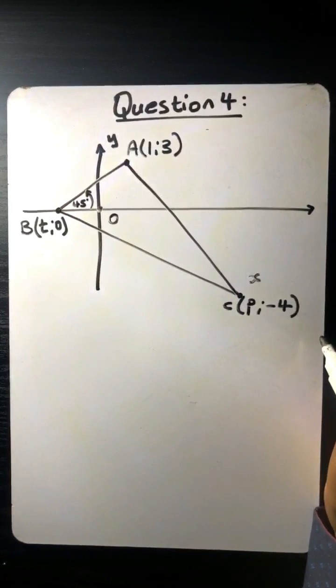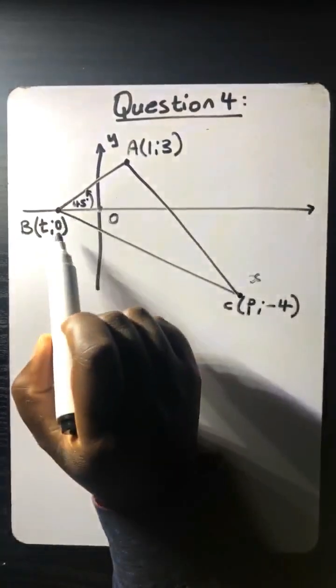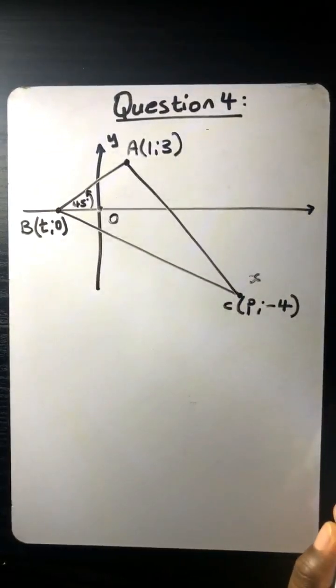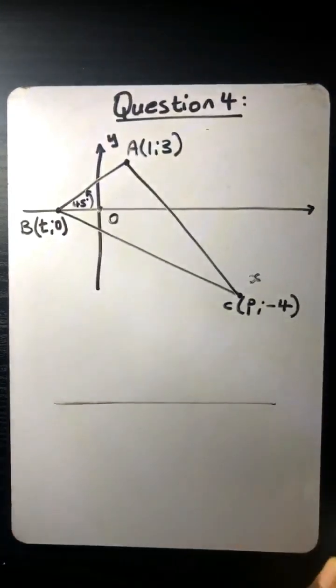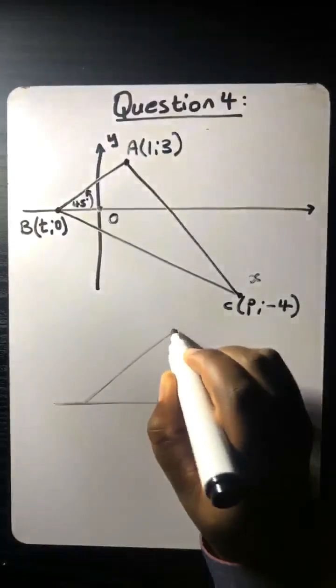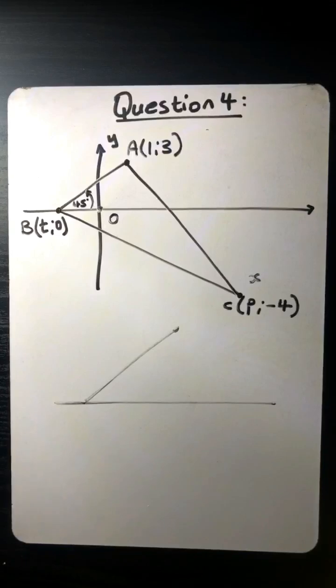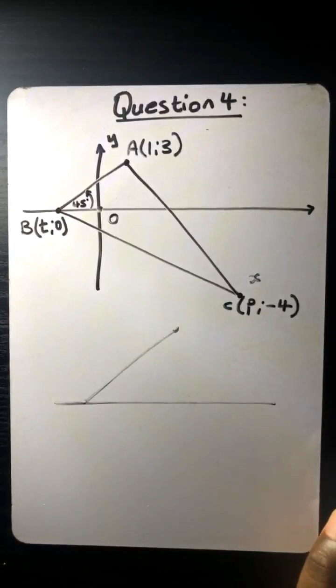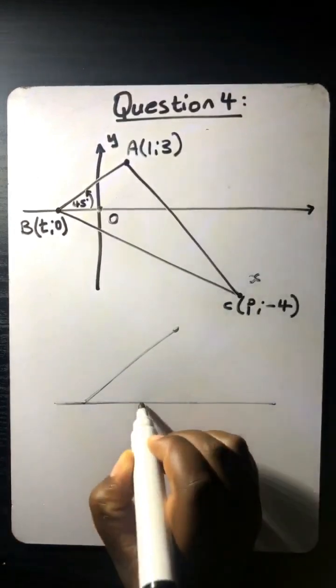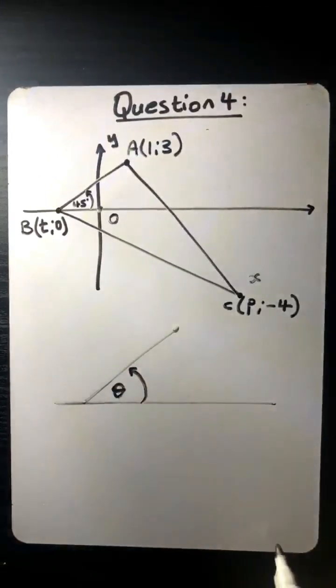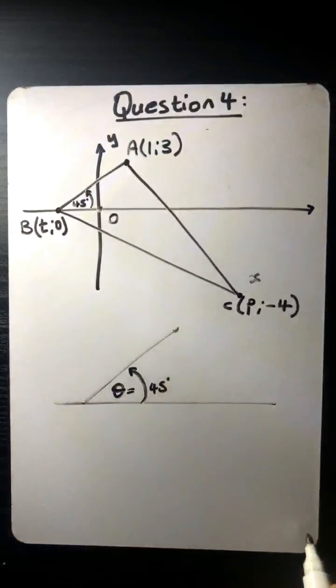Let's continue. The last sentence says AB makes an angle of 45 degrees with the positive x-axis. Of course, it does make sense. They are saying this is the horizontal, and we've got that line being line AB. If you remember, when we did our introduction to this chapter called Analytical Geometry, we talked about what we call a line of inclination forming an angle of inclination. So that means that 45 degrees refers to what we call an angle of inclination.